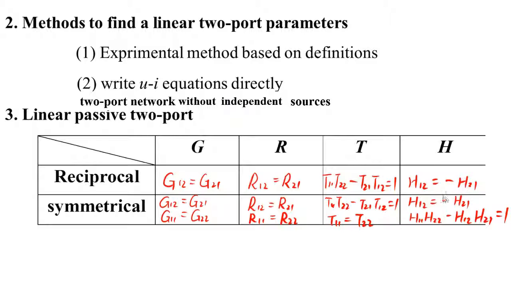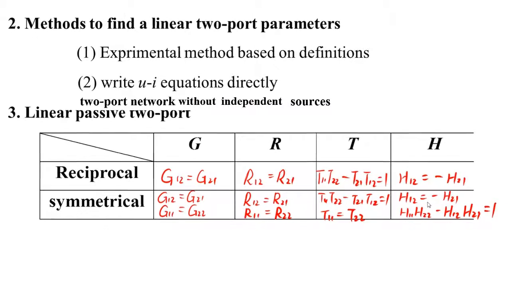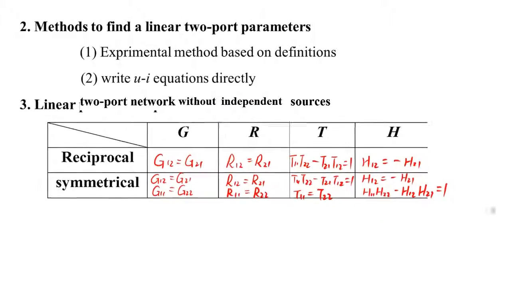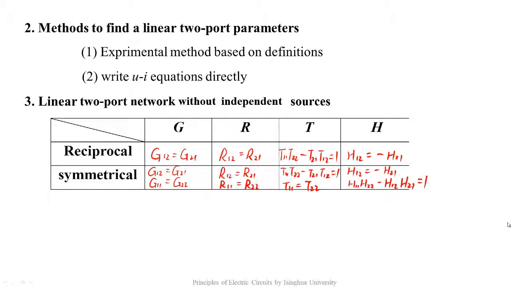You should remember these conditions that the reciprocal and the symmetrical two-port should satisfy. On one hand, we can get the characteristic of the parameters of a reciprocal or symmetrical two-port. On the other hand, we can determine whether a two-port is a reciprocal or symmetrical two-port by its parameters.